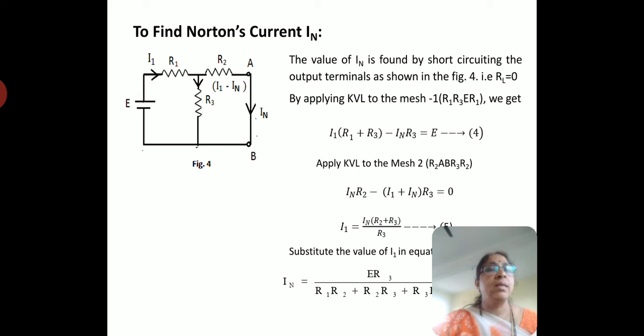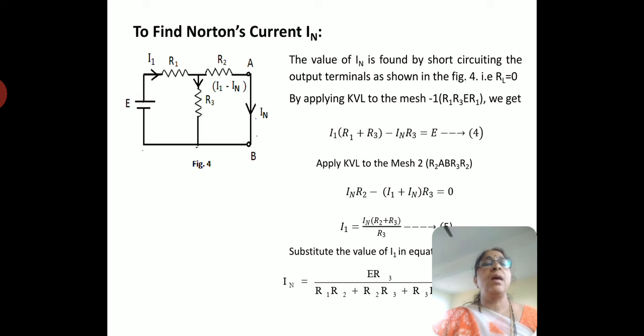Mesh 1 consists of E, R1, R3, and again it comes to E. Here, with the help of KVL, I1 into (R1 plus R3) minus IN into R3 is equal to E, because IN is flowing in the opposite direction to that of I1. So therefore it is taken as minus. Say this equation is 4.